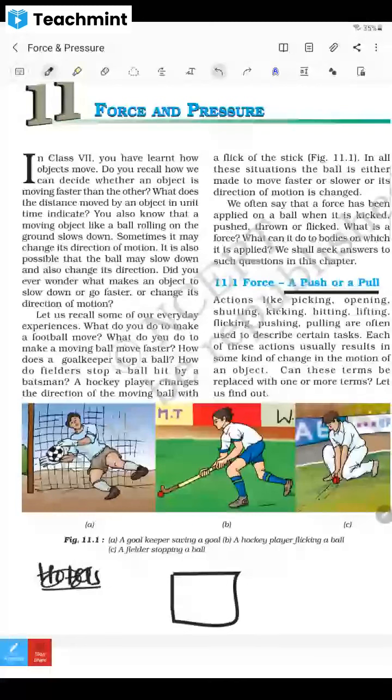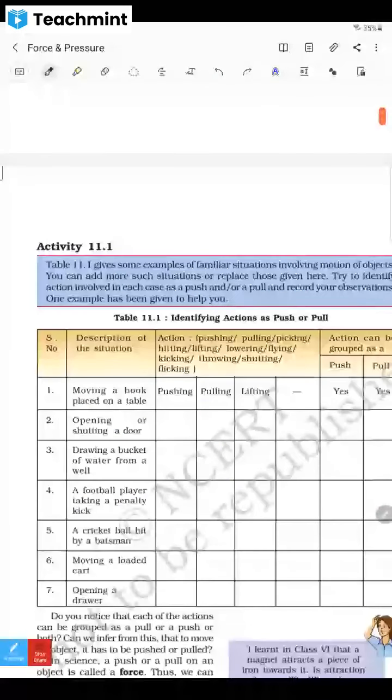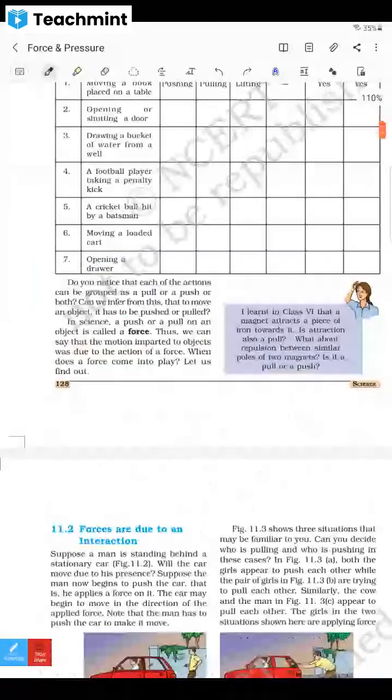So now moving forward, let's get into other things that are explained in this. I hope everybody is enjoying the class. Look at this, so many examples they have given, activities and all. You can do all this. Very simple things are there.